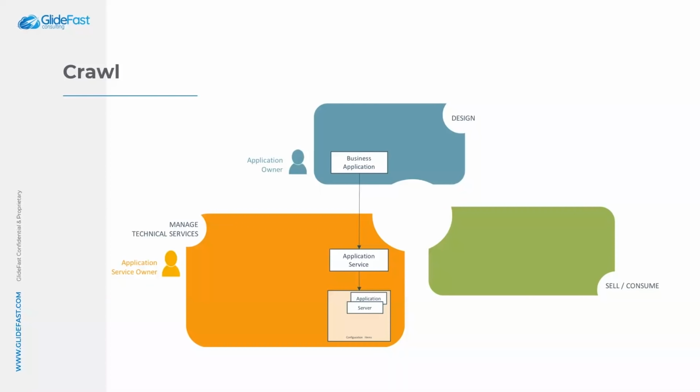So the business app is kind of what you're paying for. It's like what you bought, like ServiceNow. Right. And then the application service is the environment. Okay. And then everything below that is the discoverable components of that environment.